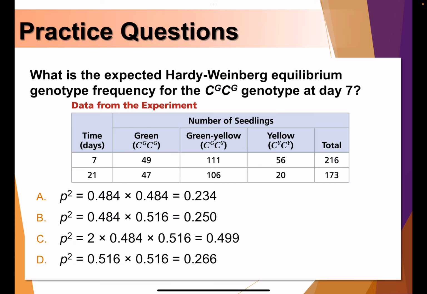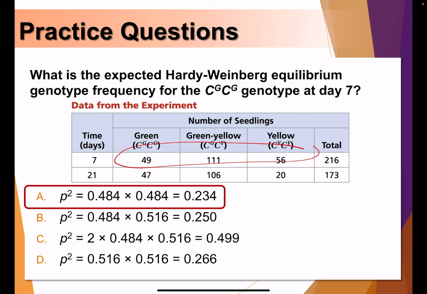What is the expected Hardy-Weinberg equilibrium genotype frequency of the CG genotype at day 7? Again, we're looking at your day 7 values. So it will be P squared, and we already calculated that P should be 0.484, so you multiply those, you get 0.234. That's how often you will see CG homozygous, or 23.4% is really what it is.